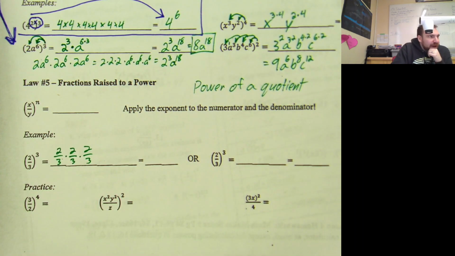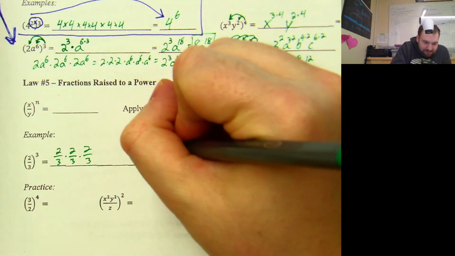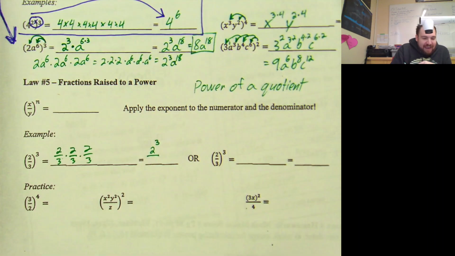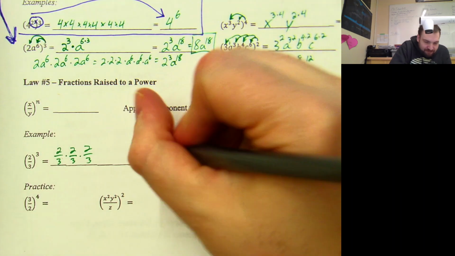How do I multiply fractions together? Yeah, I multiply the tops together, and then I multiply the bottoms together. As I'm marking your tests, I understand it's important to review this. So what is 2 times 2 times 2? Don't say 8. 2 times 2 times 2, I could write as 2 cubed. And then 3 times 3 times 3, I could write as, don't say 27, 3 cubed.